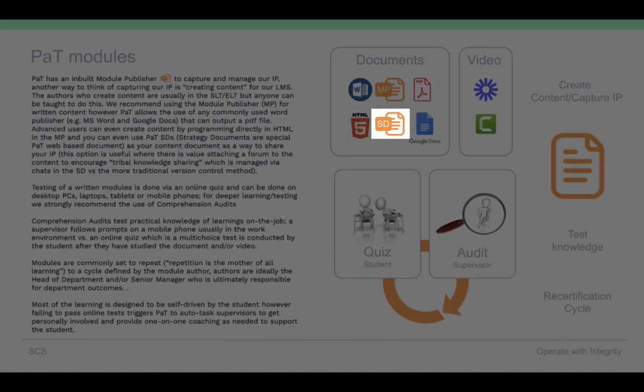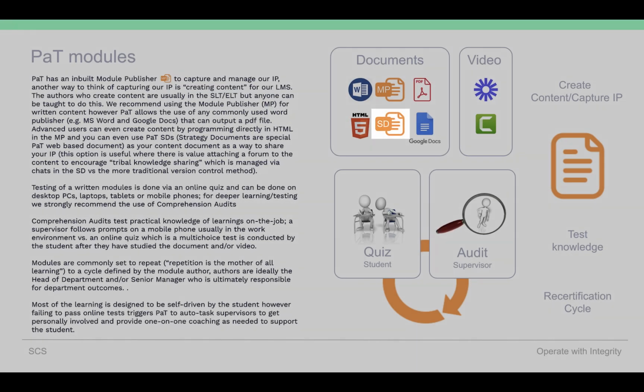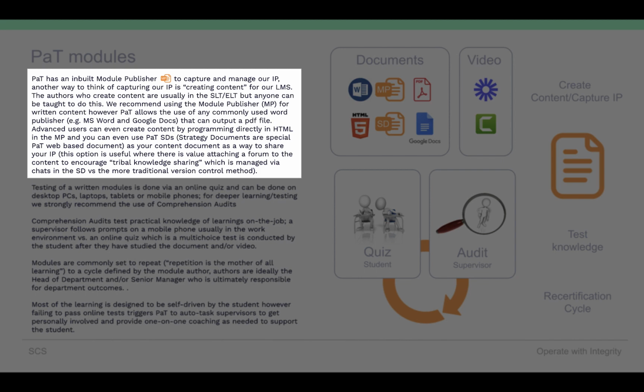And you can even use PAT SDs. These are strategy documents. They're a special PAT web-based document for framing up information and sharing information as your content document, as a way to share your IP.